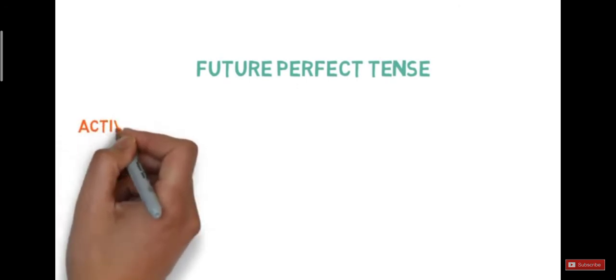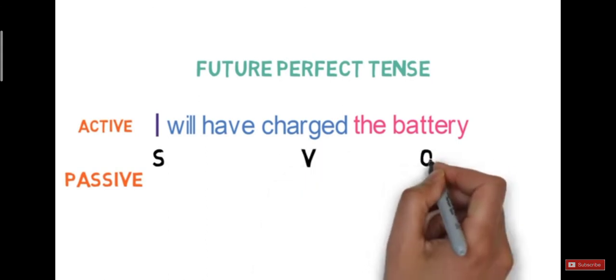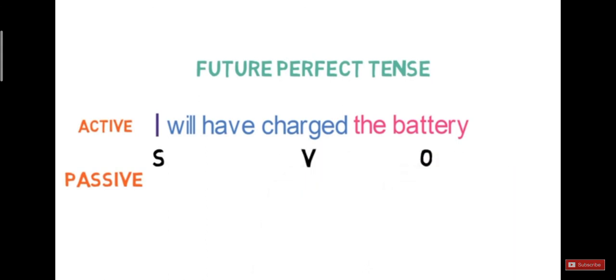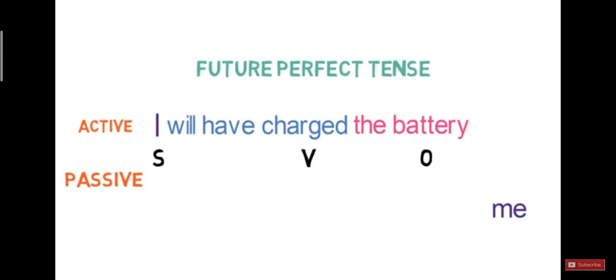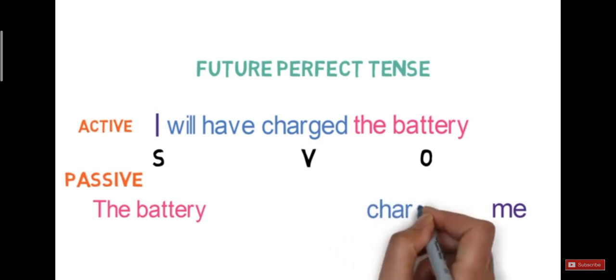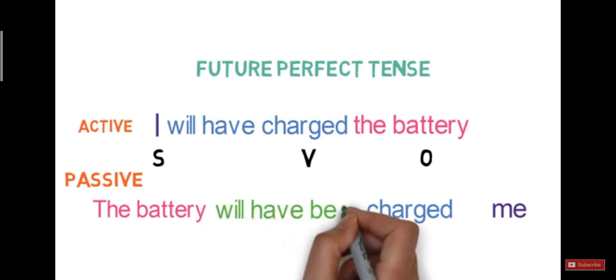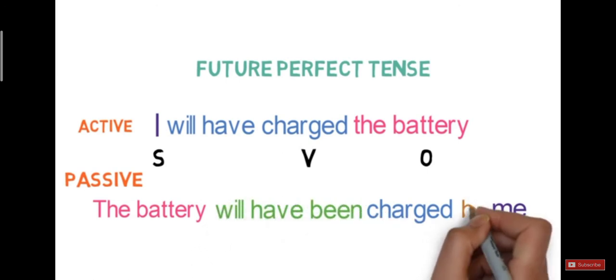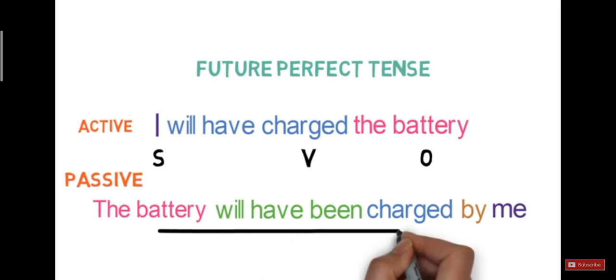Future perfect, active voice. I will have charged the battery. Passive voice. So before making that, we have to identify subject, verb and object. Now we have to change the position of subject and object, that is swapping. I will change into me. The battery will come into the first place, and charged, which is already written in verb's third form, so we'll write it in verb's third form only, charged. And now the adding of helping verb, will have been charged, then adding of preposition by. The battery will have been charged by me.